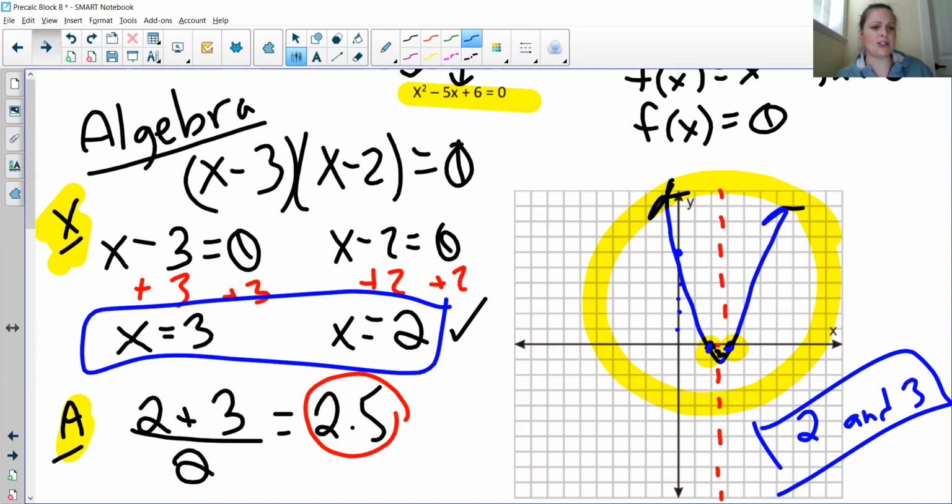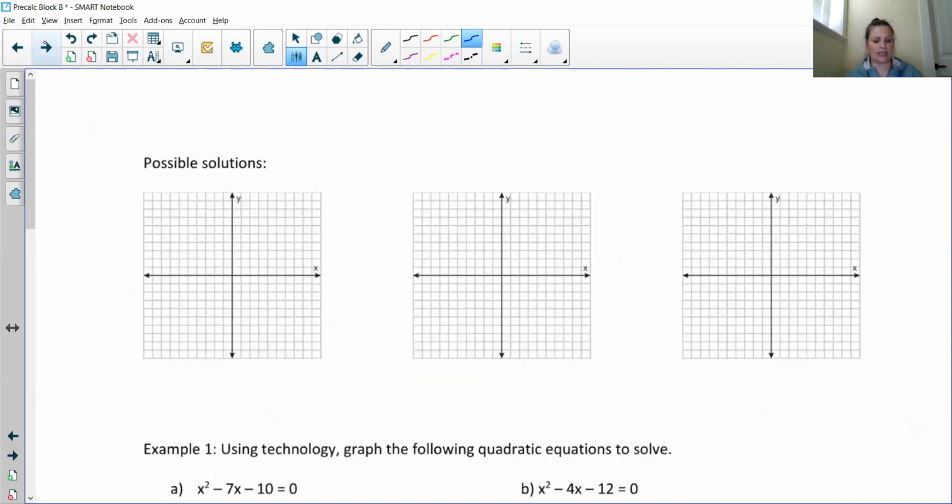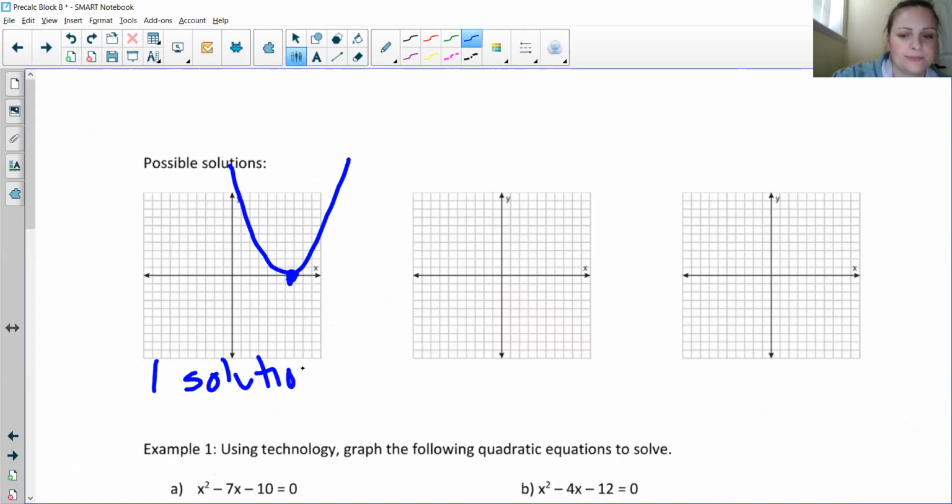So the next thing I want to briefly touch on is that you should also be able to determine how many solutions something has. So if you were given a graph like this, or maybe you graphed it using technology and it looked like this, the vertex is sitting on the x-intercept, which means there's only one solution. Okay. If you had something like this, you should be able to tell me how many solutions this one has. It crosses the x-axis twice, so there are 2 solutions.